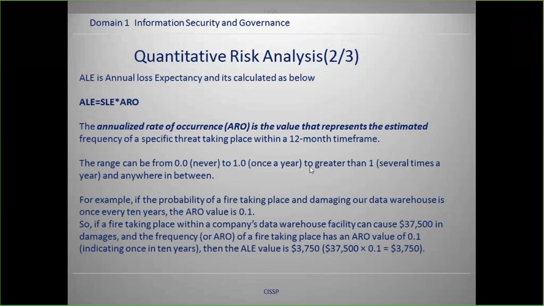Let's continue with my previous example. If I say a fire taking place within a company data warehouse facility can cost 37,500 in a tax, and the frequency, that is ARO, is once in 10 years, then yearly it will be 3,750, meaning 37,500 times 0.1. If it is once in a year, that will be 37,500 times 1. If it is once in 100 years, that will be 37,500 times 0.01. So this is how it is calculated.